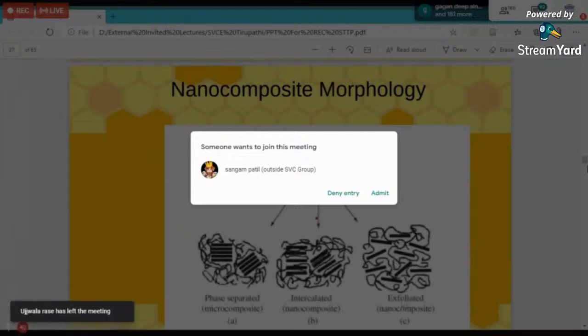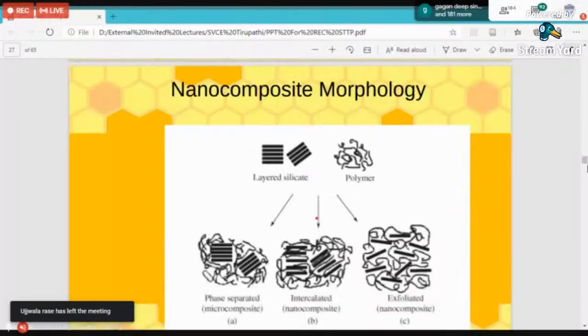Now exfoliated, you can definitely call them a nanocomposite. Homogeneous mixing is possible between the particle and the binder. So if you are ensuring the exfoliated part in fabrication, then you can call them a nanocomposite.